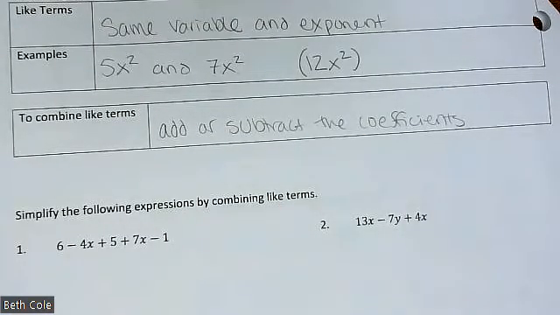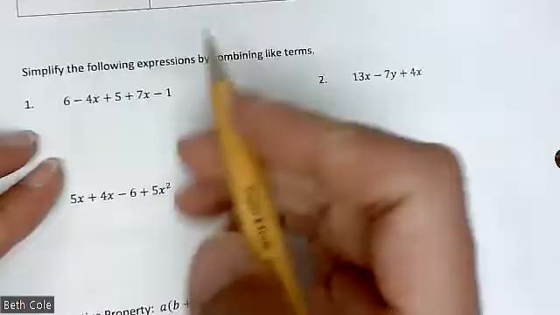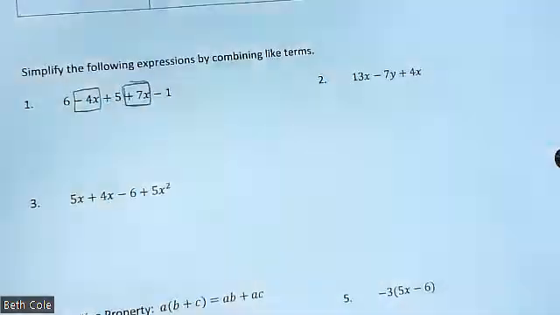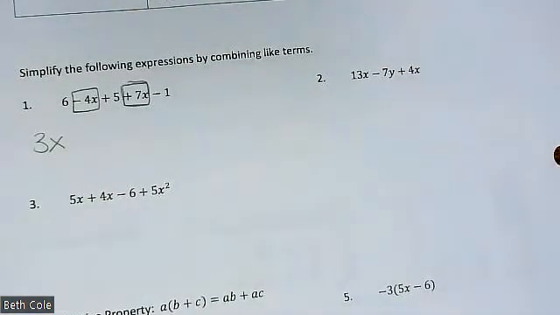It's kind of like you have 5 apples plus 7 apples, you would have 12 apples. They're still apples, they didn't change to oranges or something. It's still going to be x squared. So let's try putting our like terms together. I usually just put squares around the things that are the same. So let's put all the x's together. We have a negative 4x and a plus 7x. So if you put those together, what are you going to get? Good, 3x. Negative 4 plus 7 will give you 3, or 7 minus 4 equals 3.